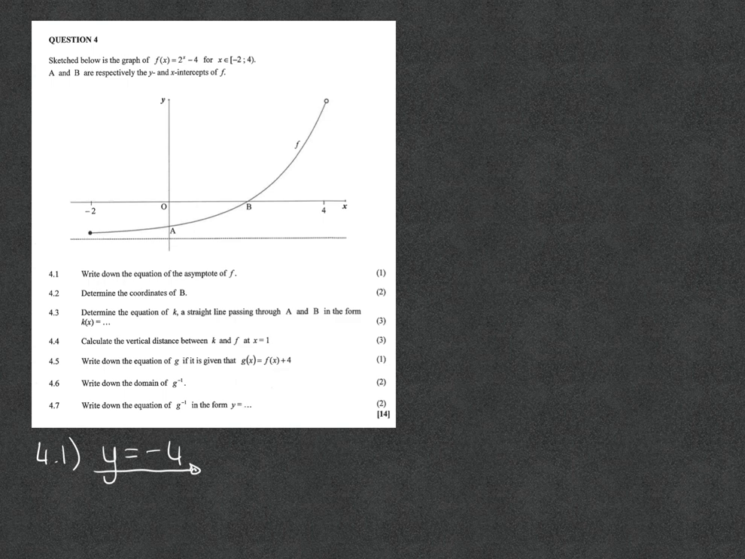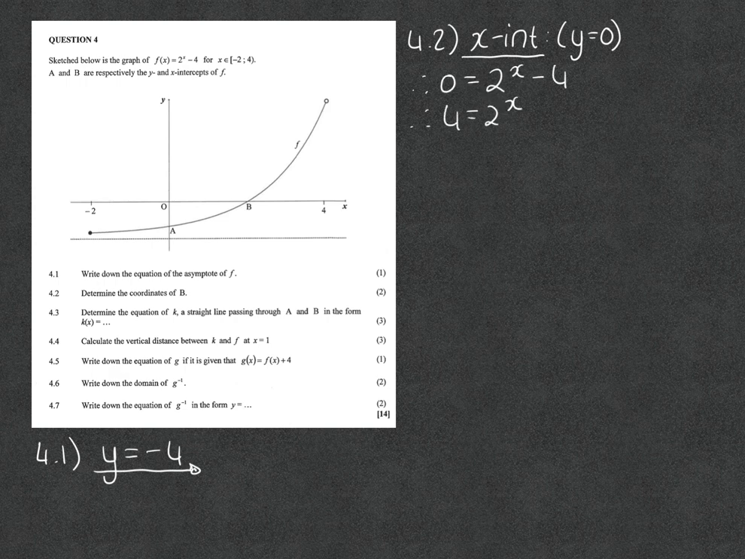4.2, determine the coordinates of B. Now 4.2 is a little bit of algebra. B is the x-intercept, guys, so when we're working out x-intercepts, how do we work that out? We make y equal to 0. So therefore 0 equals 2 to the x minus 4, therefore 4 equals 2 to the x. When we're dealing with exponential equations, we're looking for the same base. Drop the base, so 4 can change into 2 to the 2, and we have the same base of 2, so 2 is equal to x, therefore B is (2; 0).